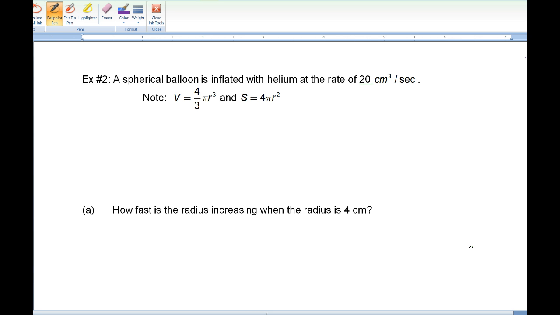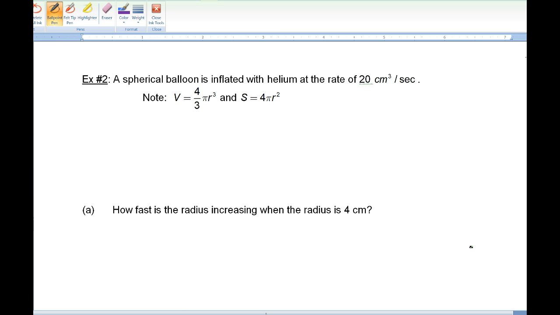I tried to simplify this over past years, and sometimes it works and sometimes it doesn't. When I try to simplify it, sometimes I make it more complicated. Say a spherical balloon. Some balloons are more like an oval-type shape, so let's say we have a perfect spherical balloon. It's inflated with helium at the rate of 20 cubic centimeters per second.